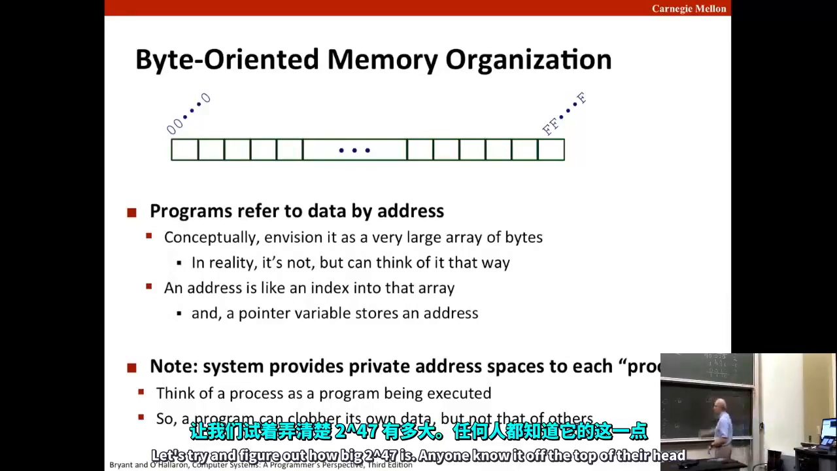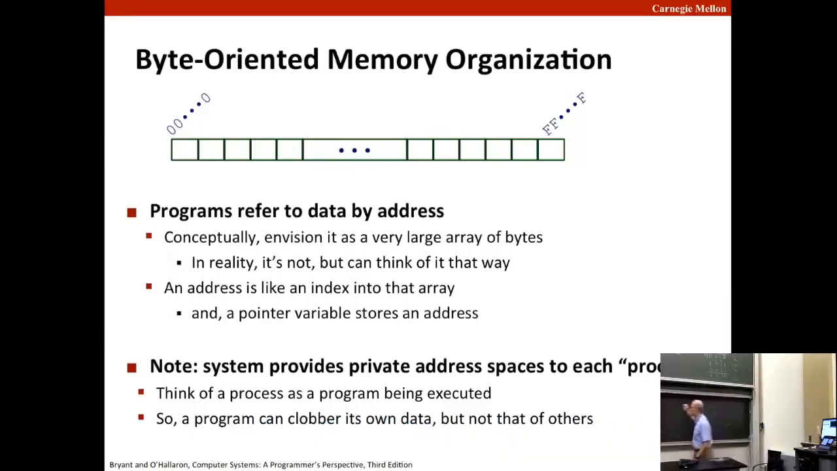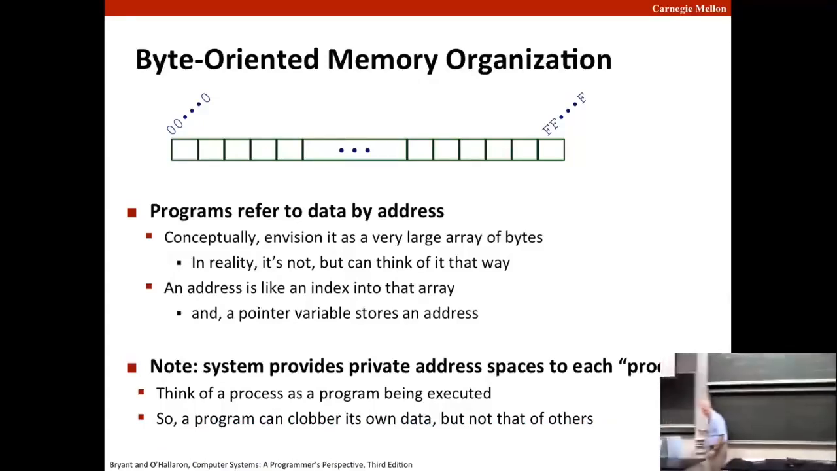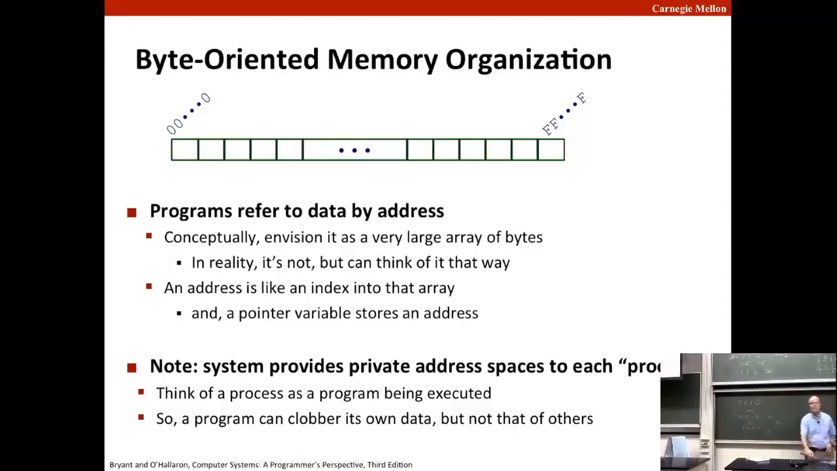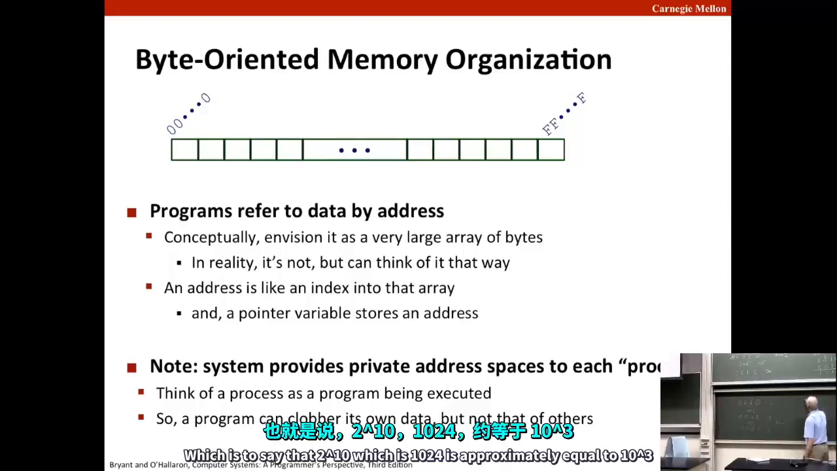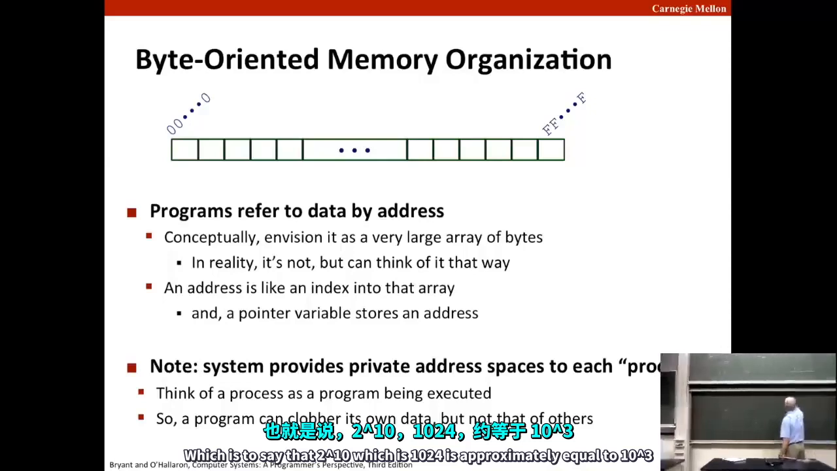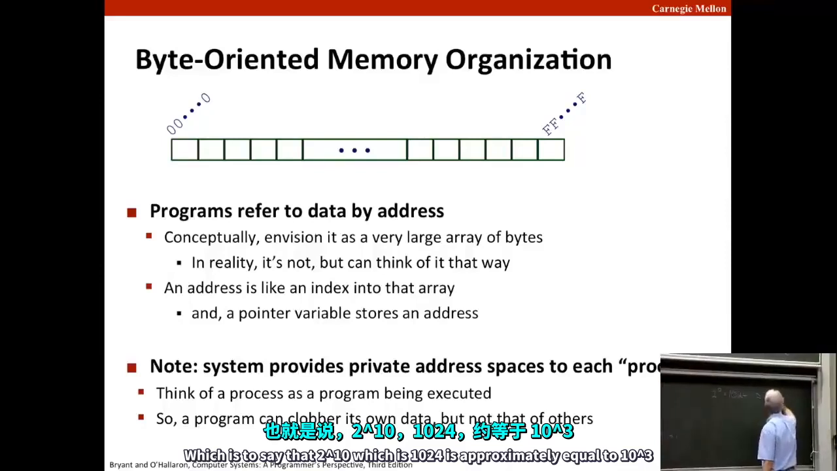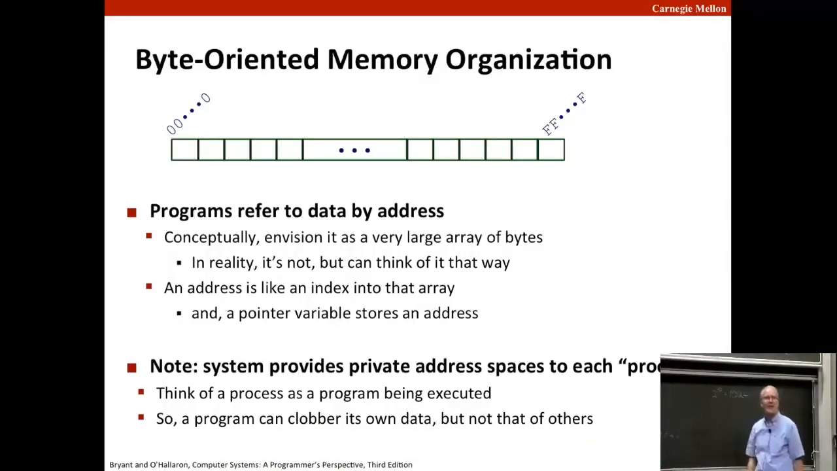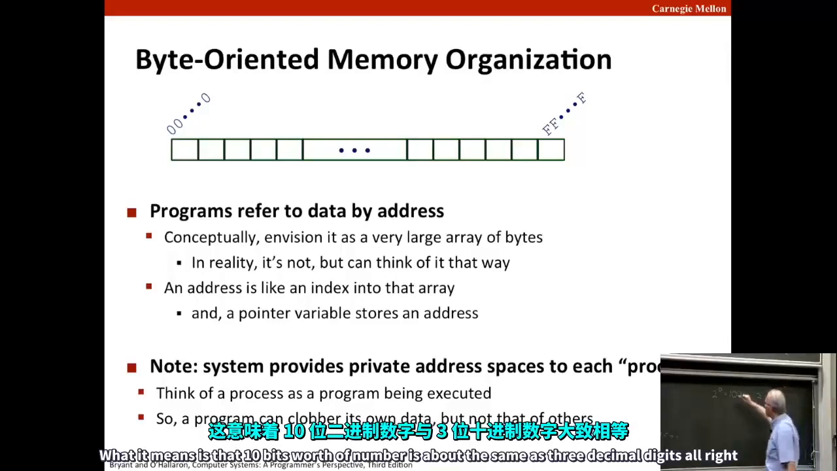Let's try and figure out how big 2 to the 47th is. Anyone know it off the top of their head? There's a trick if you want to get an approximate idea, which is to say that 2 to the 10th, which is 1024, is approximately equal to 10 to the 3rd. You say, oh, that's really helpful. What it means is that 10 bits worth of number is about the same as 3 decimal digits.